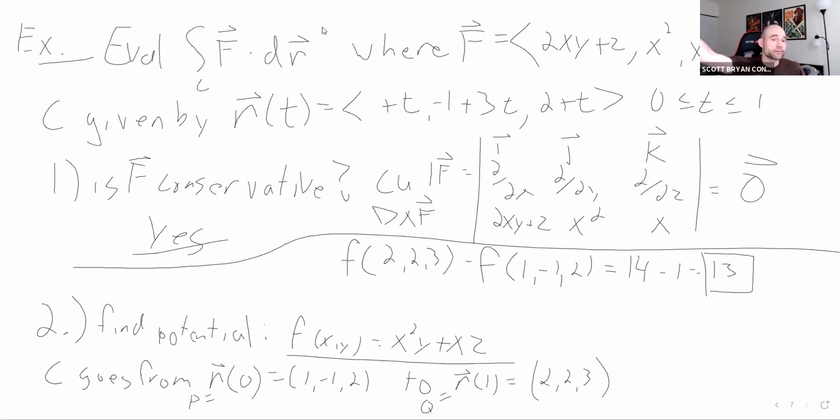So check that you're conservative. If yes, find a potential function and evaluate at the endpoints. If no, you've got to do the usual thing. Okay, any questions? Sorry, I went over. My apologies.